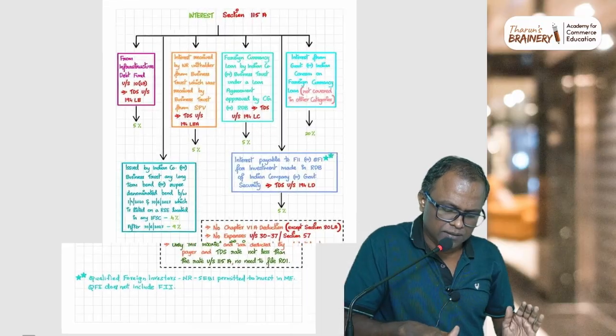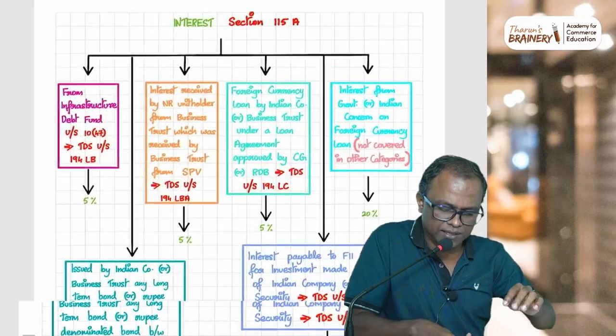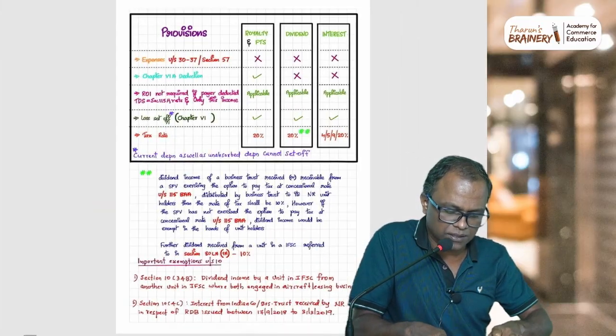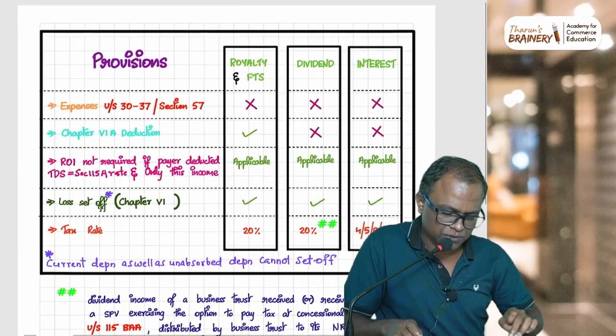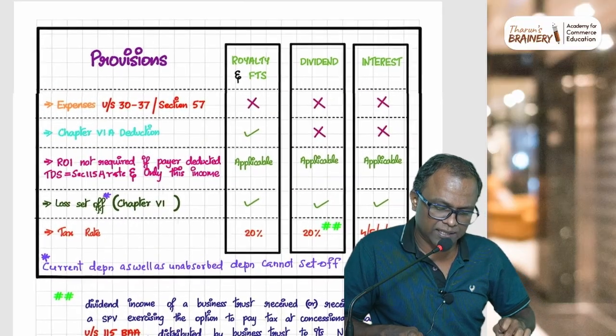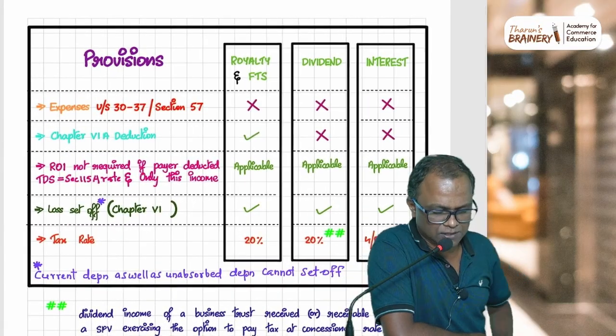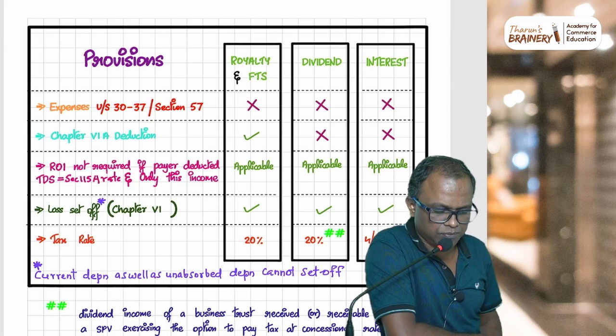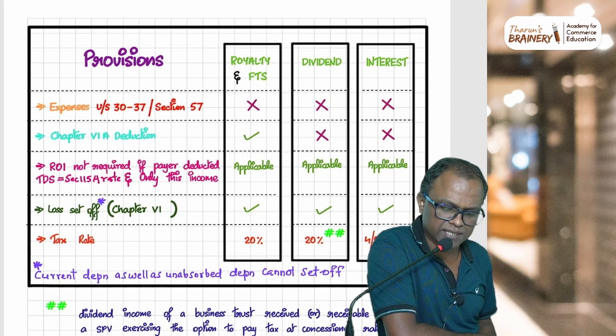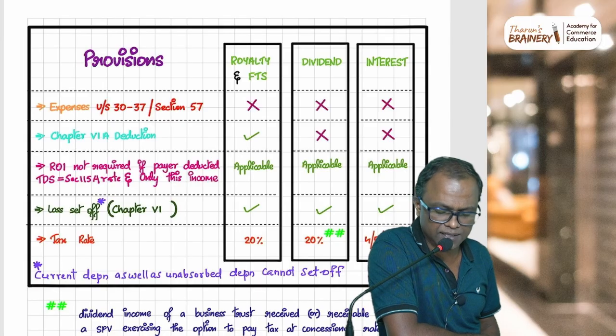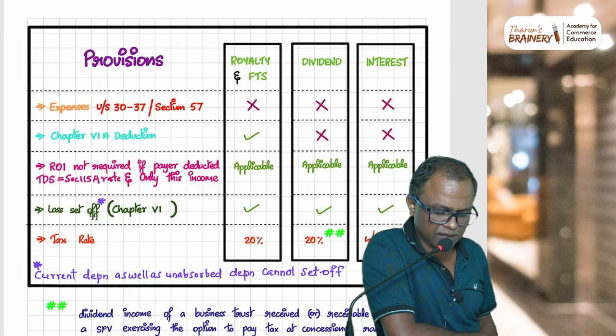And this is the provision regarding this interest income. Okay, and now the next one is dividend income. So dividend income, as we discussed, a flat rate 20%. Expense is not possible. Chapter 6A not possible. Only this dividend income, and if TDS is deducted from that dividend income as per section 115A rate, then the payee need not file ITR.